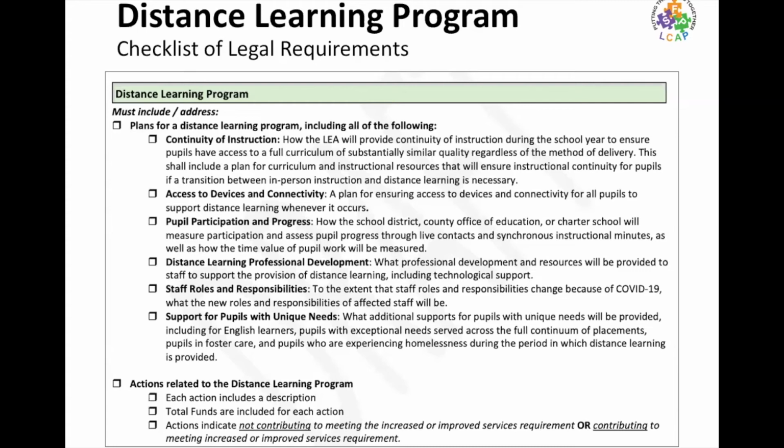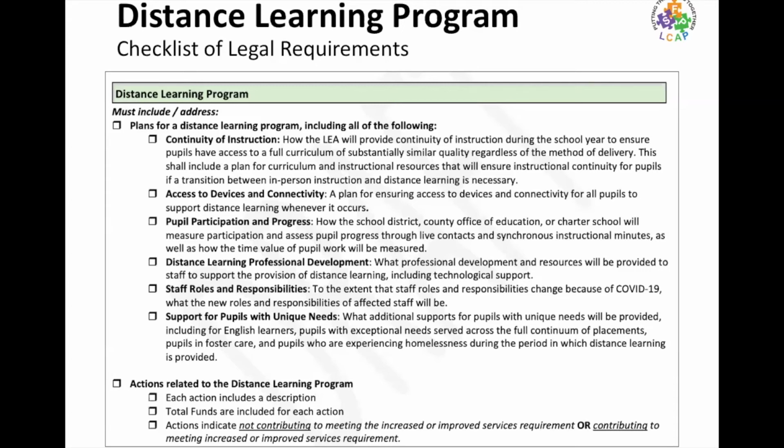For example, if you're having classified staff being utilized to monitor student participation in daily instruction, that's something you would note here. And then finally, what additional supports for pupils with unique needs will be provided, including those for English learners, pupils with exceptional needs, pupils in foster care, and pupils who are experiencing homelessness during the period in which you're in distance learning. Also, LEAs must indicate in the table that accompanies this description any actions related to distance learning, both the description of the action and the total funds allocated for this action, as well as an indication of whether the action is contributing or not contributing to meeting increased or improved services.